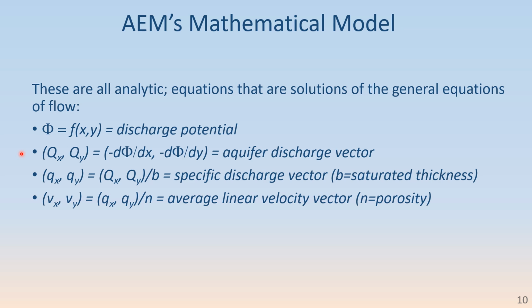capital QX, capital QY. That is closely related to specific discharge by the saturated thickness. So if you have the aquifer discharge vector, you can divide by saturated thickness to get the specific discharge vector. And if you have that, you can in turn divide it by the porosity to get the average linear velocity vector. So you have these nice, long equations with contributions from every element in the model, and you can get out the specific discharge vector if you're trying to trace a path line, or you could get out the discharge potential if you're contouring head, and it's quite convenient.